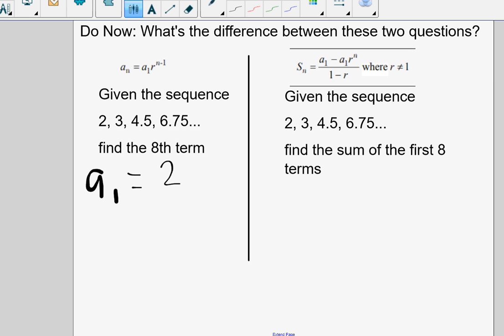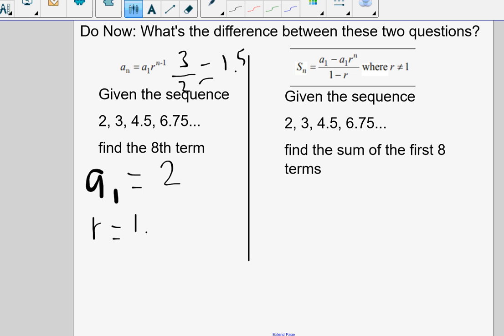And then spotting that r, that common ratio, might be kind of tricky for this one. It's not super easy off the top of your head to go 2 times what equals 3. So what we can do is work backwards and do 3 divided by 2 in our calculator. Gives us 1.5, and that means that 2 times 1.5 is 3. And we could test that. Pop into your calculator 3 times 1.5 and see that you get 4.5 out, and so on.